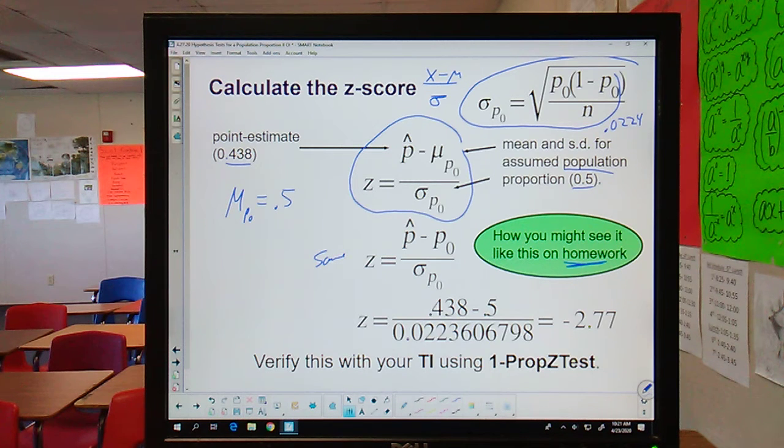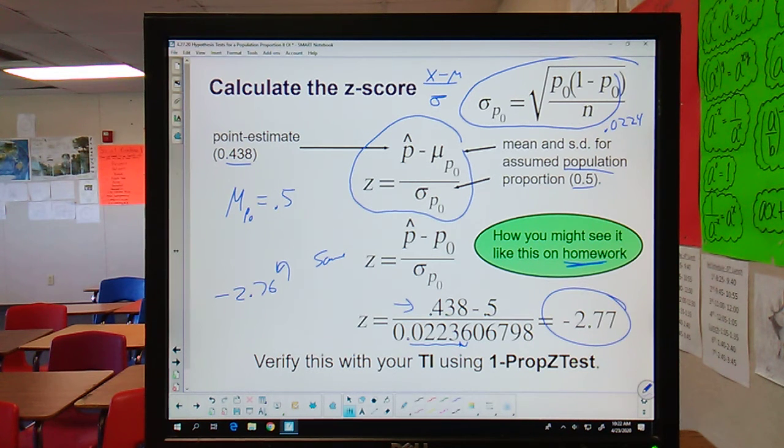Okay. You should have had 0.438 minus 0.5, okay, and divided by 0.022. Now, I didn't round it to 4 down here, but I would, okay. But even not rounding, I think your answer said negative 2.76 with some decimal that would have rounded it up. I've already done this, so I know. So you should have got negative 2.77.